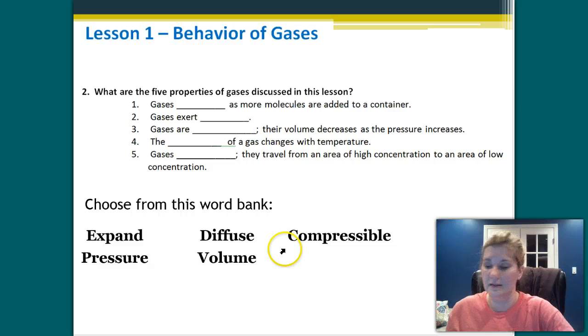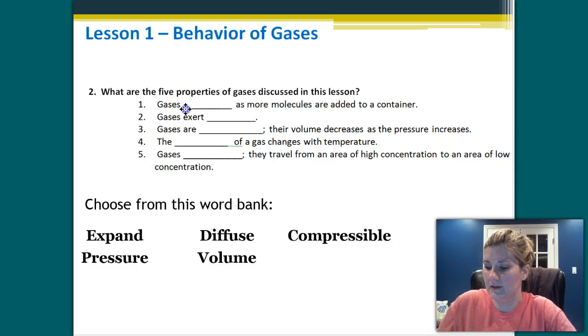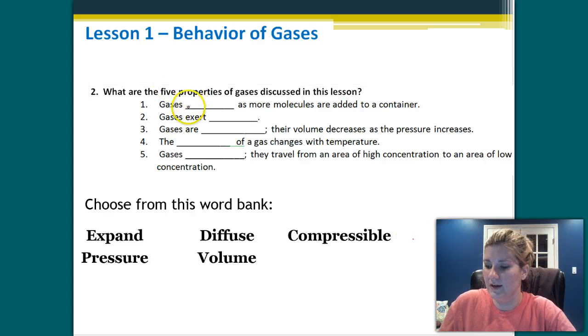We talked in this lesson about diffusion, volume, pressure, which we went on to discuss at great length in this unit. Expanding and compressing, those are 2 opposites, right? So let's see where they fit in here. Number 1 says gases blank as more molecules are added to a container. And the correct answer there is expand. Let me see if I can write that small enough. Expand. Gases expand. What do we mean by that?